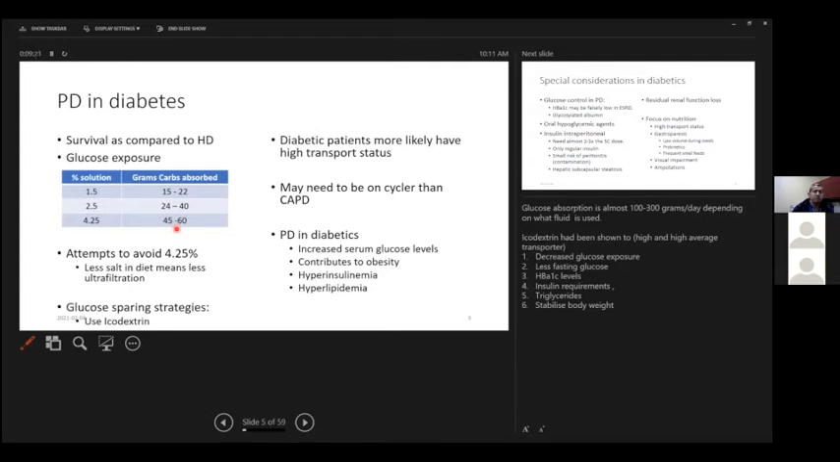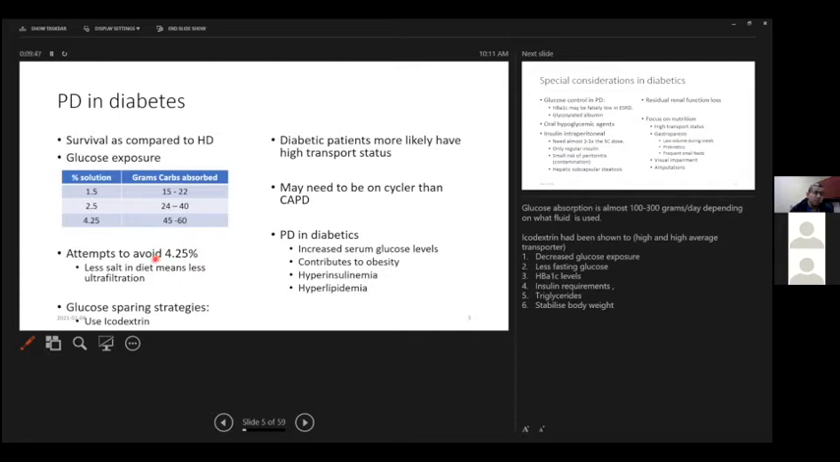So obviously we do want to use the glucose, but try to avoid using the hypertonic glucose solutions. Now, again, I have told him in my last talk that the use of hypertonic glucose solution should be there when you are having ultrafiltration failure or the patient is having volume overload like pulmonary edema, okay? So the way to avoid using 4.25 is educating the patient.